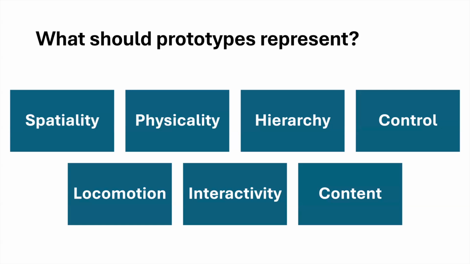Hierarchy, so like the structure of different components within your Unity project. Control, so the interaction techniques, so whether you're touching it, doing some sort of gestures as input and etc. Locomotion, so movement of the user in virtual or physical space. There's interactivity, so the reactive and animated portions of your prototype, and the content, so 2D or 3D objects within the scene.